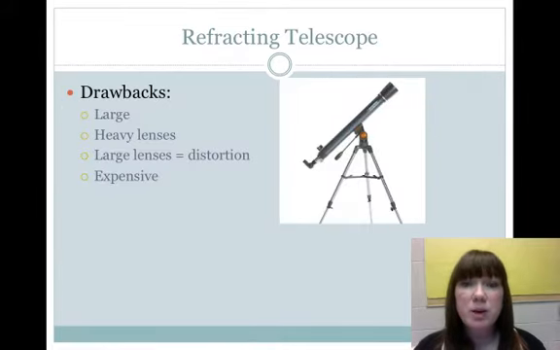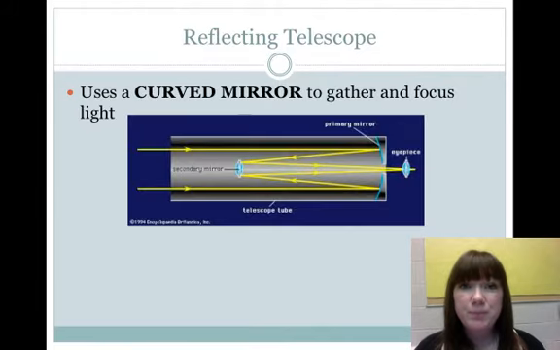Now, refracting telescopes do have a few drawbacks. One is that in order to be a good telescope and to gather a lot of light, they have to be very, very large. And because we're talking about lenses here, the larger the lens, the heavier it is. And so they can be very, very heavy and unwieldy. They're not good telescopes to carry around with you because they can be so heavy. And then also, the larger the lenses, the bigger the distortion. And then also, these large lenses can be very expensive.